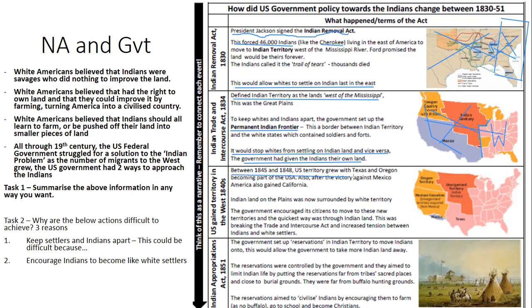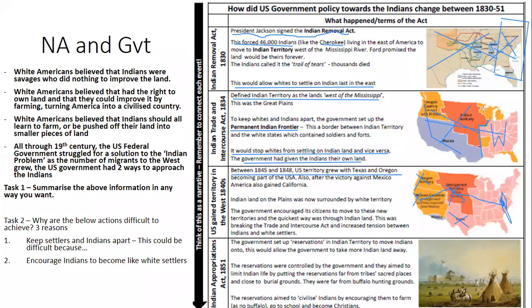So between 1845 and 1848, US territory grew with Texas and Oregon becoming part of the USA. Also, after victory against Mexico, America also gained California, roughly there. This becomes a problem because if the people in the East want to get to these areas, they might have to go through Indian territory, which the government promised wouldn't happen.